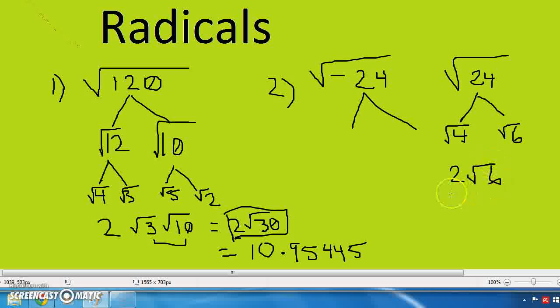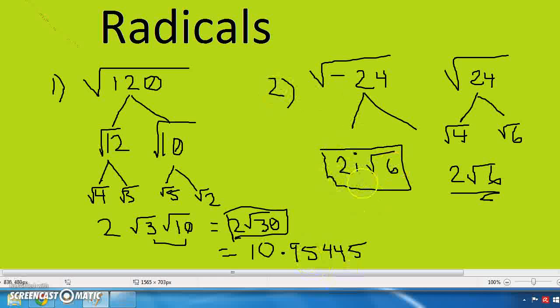Is this right? No, it's not right, because that's the square root for 24. We want the square root for negative 24. So don't forget the i to denote that it's imaginary. I don't think it matters where you put the i, but I like to put it after the constant, so this would be correct: 2i root 6. That would be the answer. The i denotes that this is imaginary, and that's the answer for 2.